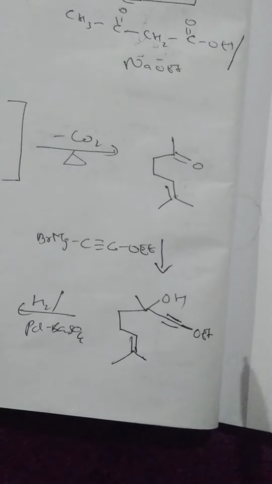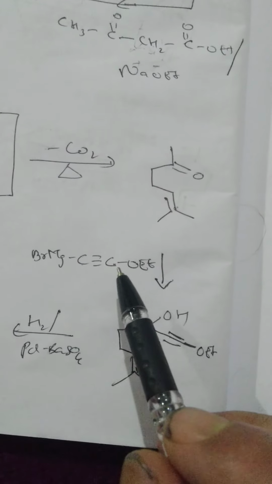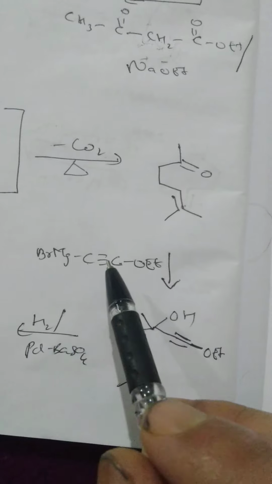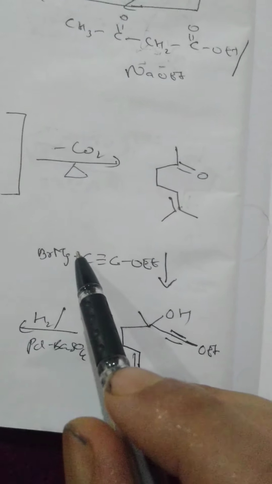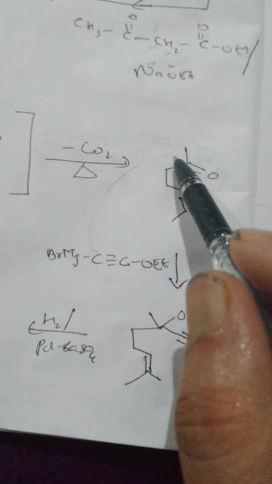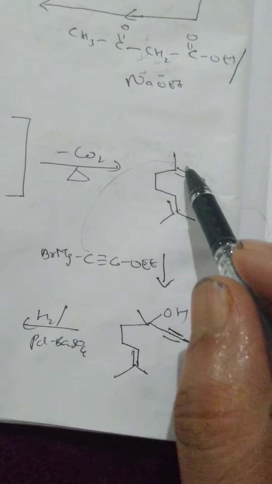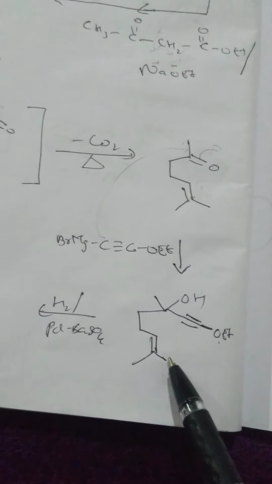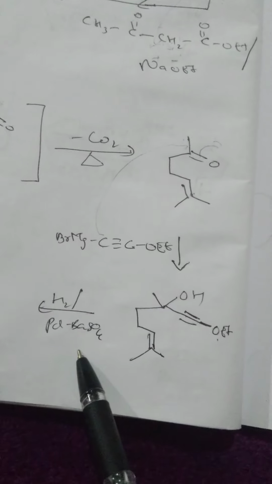Then they again reacted it with this molecule. This is a Grignard reagent, BrMg C triple bond C OEt. Now this negative charge will go and attack. Where will it attack? It will attack, of course, the carbonyl group. This comes up here, and you get OH, and you get this molecule, and then you react with H2, Pd BaSO4.